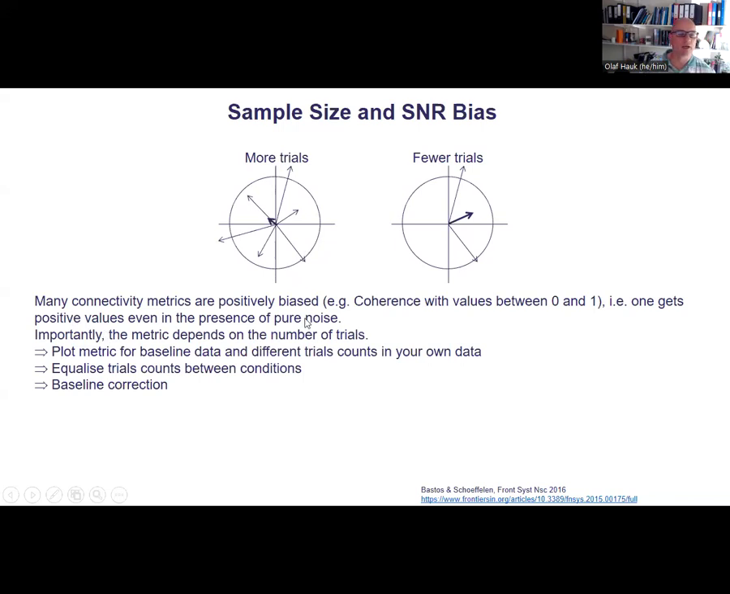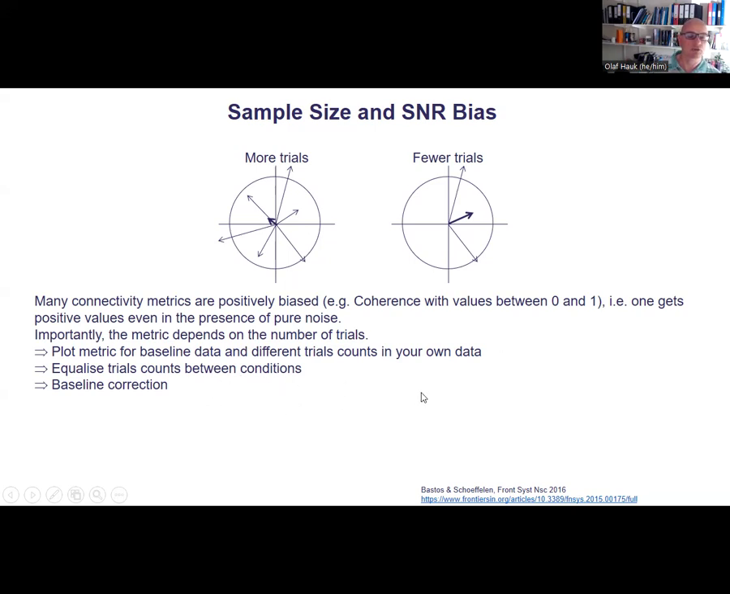Okay, this is just described here. I mean, you can first do several things about that. So you can actually plot your connectivity metric for your baseline data to see if your effect, the difference between functional connectivity measures, is already present in the baseline. And if that's the case, then you may want to think about possible confounds like your signal to noise ratio.